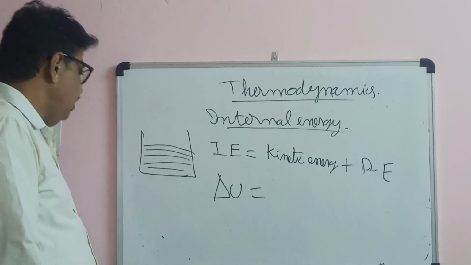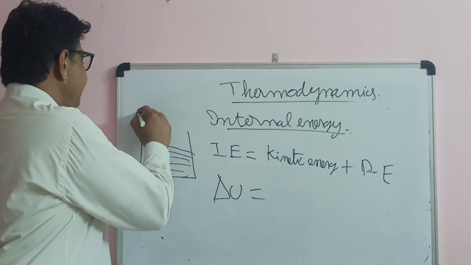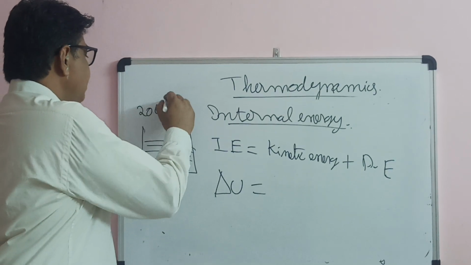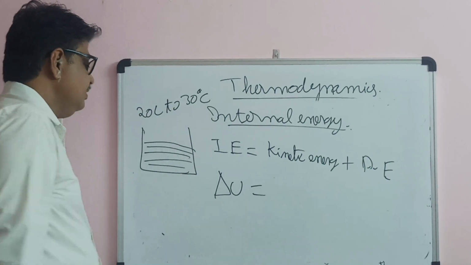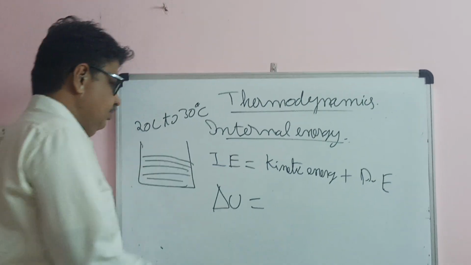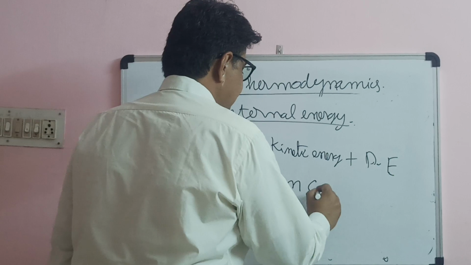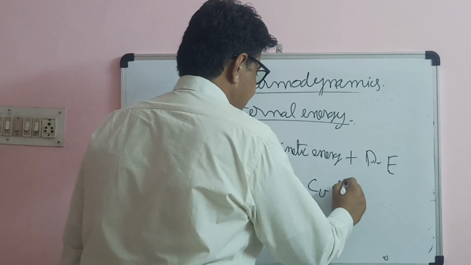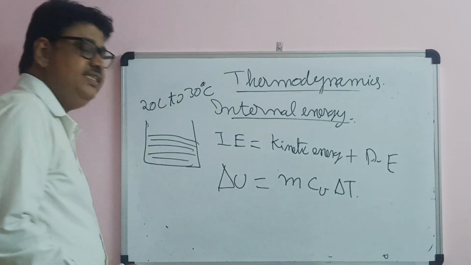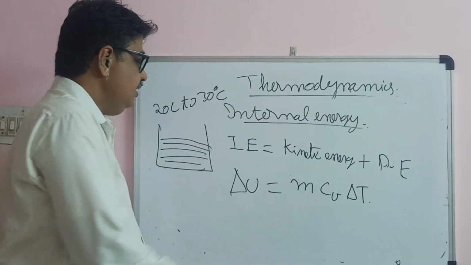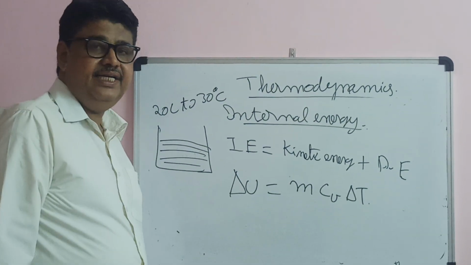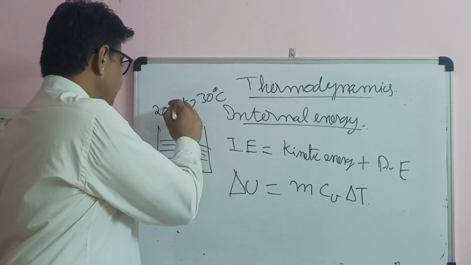When the temperature of water increases, say from 20 degrees centigrade to 30 degrees centigrade, then the change in internal energy is equal to m Cv delta T, where Cv is the specific heat capacity of water at constant volume, m is the mass of water, and delta T is the rise in temperature.